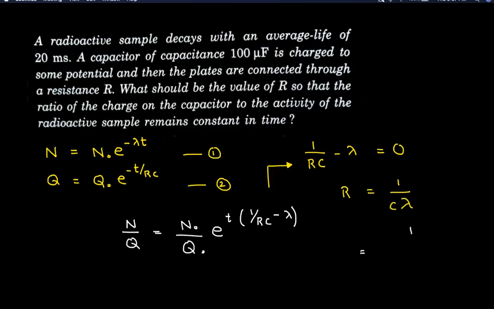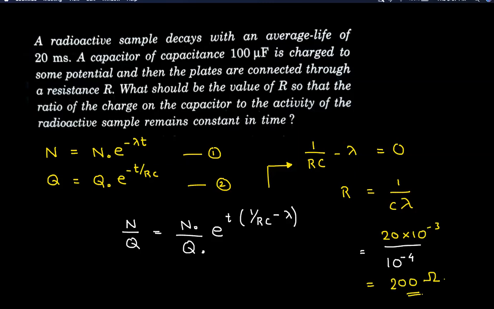So 1 divided by C is 10 raised to the power minus 4, into 1 by lambda, which is 20 milliseconds, so 20 into 10 to the minus 3. So that is 200 ohms.